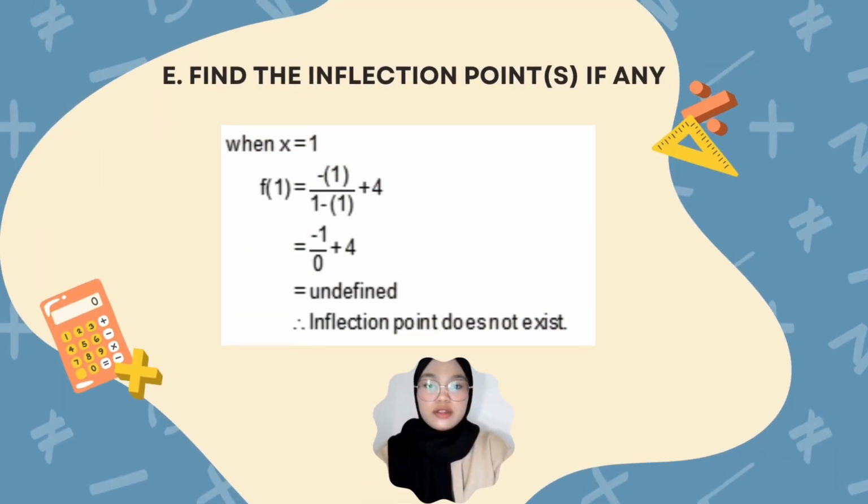For part E, we need to use the original equation, which is f(x) equal to negative x over (1 minus x) plus 4. We need to plug x equal to 1 into the equation, which is f(1) equal to negative 1 over (1 minus 1) plus 4. We simplify it and we get negative 1 over 0 plus 4, which means it is undefined. So if it is undefined, it means there is no inflection point.